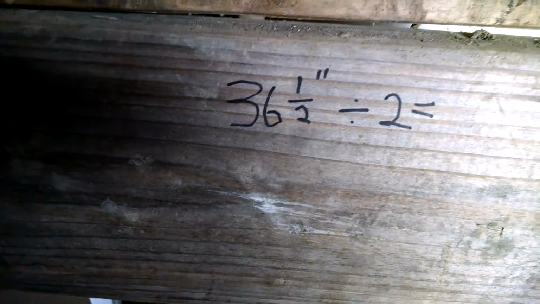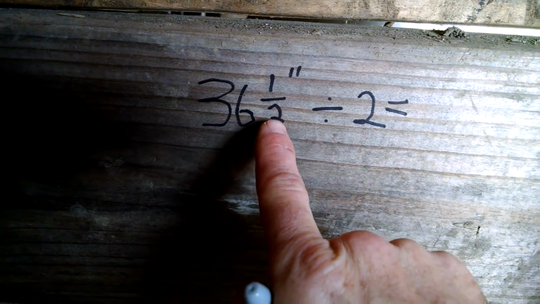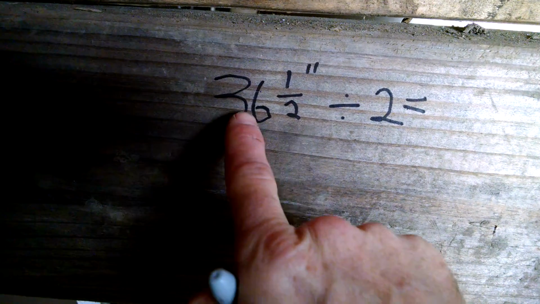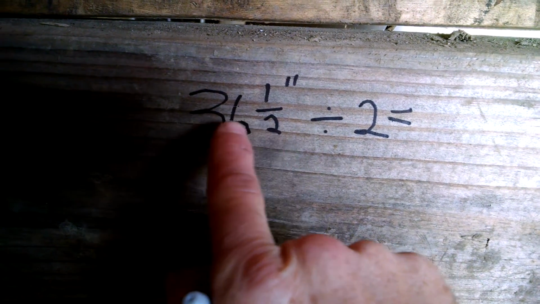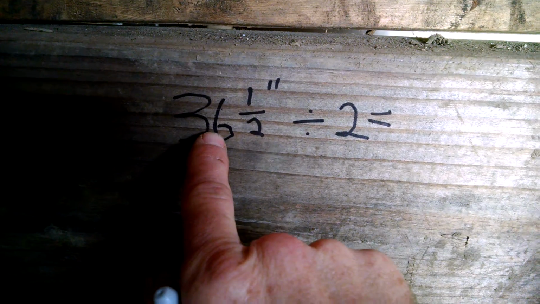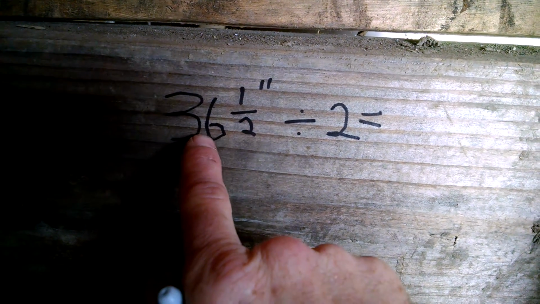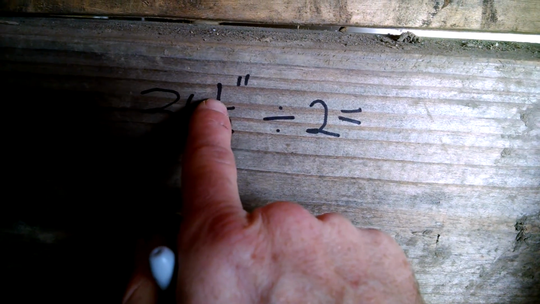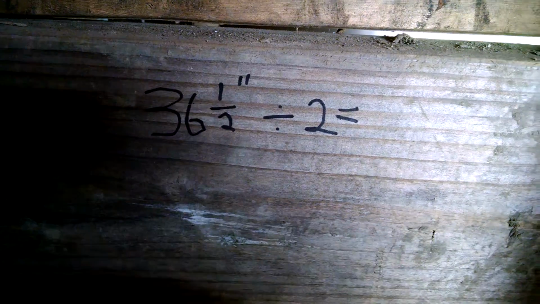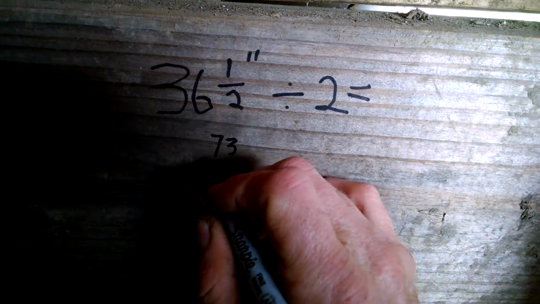And so here we go. I had to delete a few things, and we're going to finish this problem. Anyways, so I changed this to an improper fraction, and so 2 times 36, 30 and 30 is 60, and then another 6 and 6 is 12, so that's 72. So 2 times 36, 72 plus 1 is 73, and I'm going to change that to 73 halves.